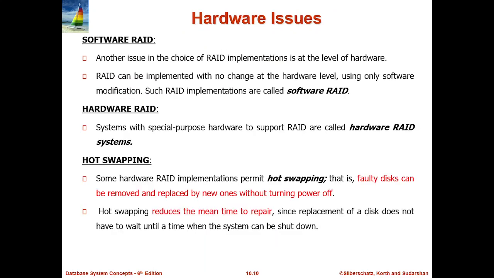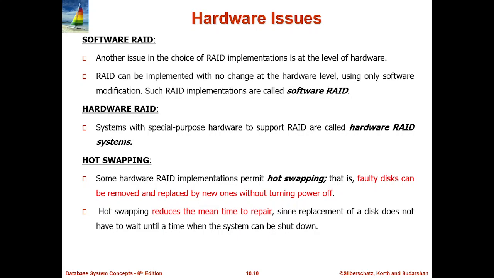The various hardware issues are software RAID and hardware RAID. Another issue in the choice of RAID implementation is at the level of hardware. RAID can be implemented with no change at the hardware level using only software modification. Such RAID implementations are called software RAID. Systems with special purpose hardware to support RAID are called hardware RAID systems.